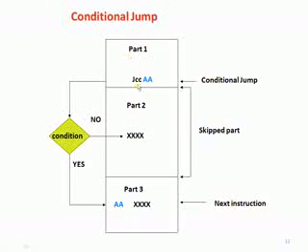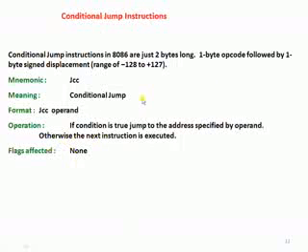Now conditional jump: it will check one particular condition, and if that condition is true, then only the control will be transferred to the specific location. If the condition is false, then the next instruction after this conditional jump will be executed. The mnemonic is JCC, meaning conditional jump. The format, that is the syntax, is the jump instruction along with the operand. The operation: if the condition is true, it jumps to the address specified by the operand, otherwise the next instruction is executed. None of the flags are affected.